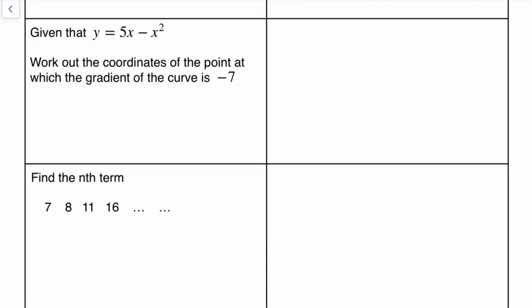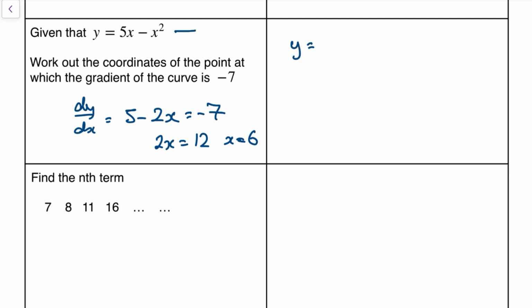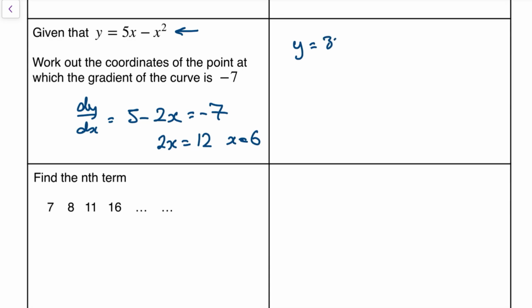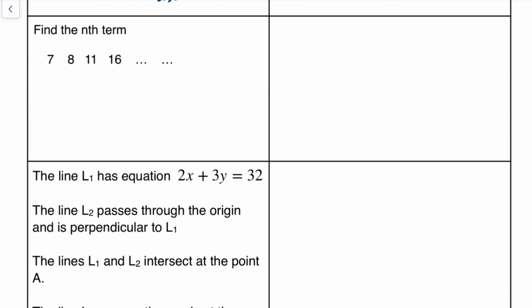Next question. Given that y equals this, work out the coordinates of the point where the gradient is minus 7. Gradient question, so differentiate. So dy/dx is equal to 5 minus 2x. And then I want that gradient to equal minus 7. So therefore it must be the case that 2x equals 5 minus minus 7, which is going to give me 12, which means that x is equal to 6. I've got my x coordinate, I need my y coordinate, so putting it back into here, which is 5 times 6, which is equal to 30, minus 6 squared, which is 36, which is minus 6. So the coordinate is just (6, minus 6). Question done.